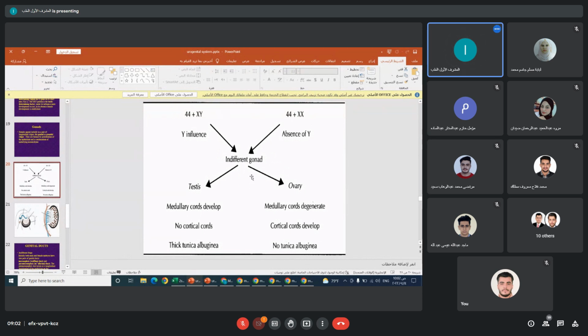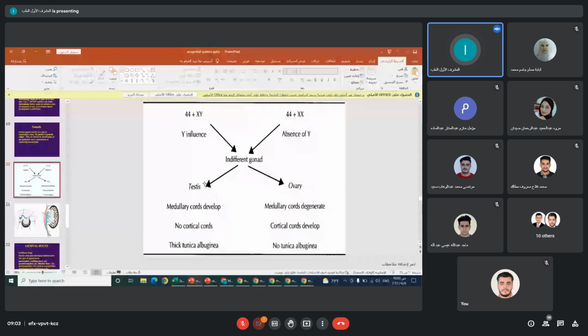Later on, this indifferent gonad, under the influence of the SRY gene on the Y chromosome, will start to secrete the testis determining factor, so it will develop into testis.